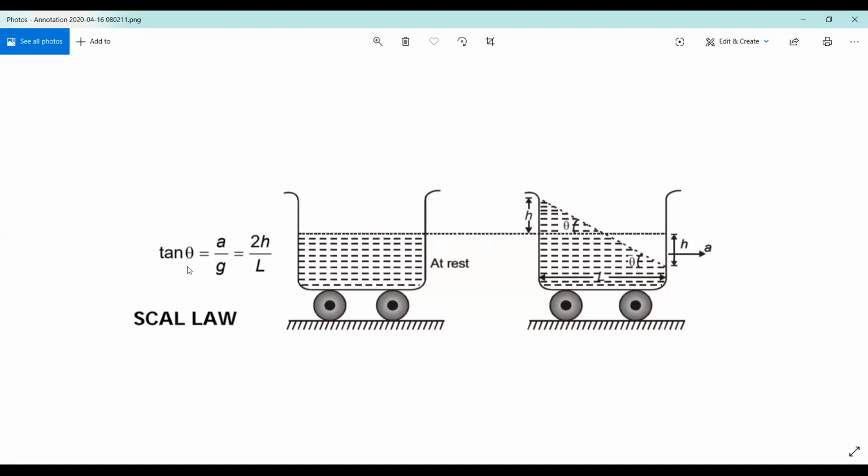If you remember the formula, tan theta is equal to h1 minus h2 by L. Here h1 is becoming 2h and h2 is becoming 0 because there is no liquid above this point. So the height difference is 2h and the horizontal separation is L. So we are going to use this formula in such cases. Tan theta is equal to a by g, which is equal to 2h by L.